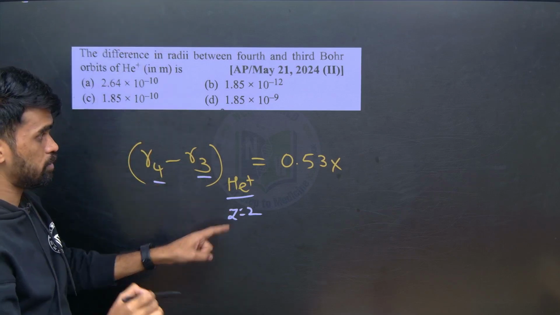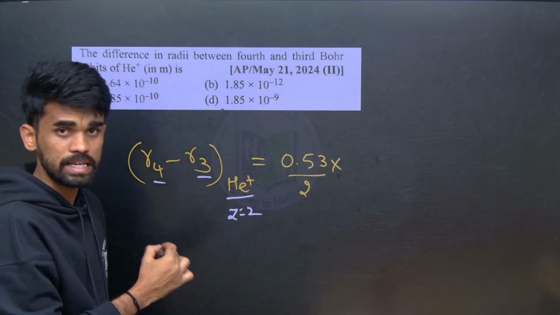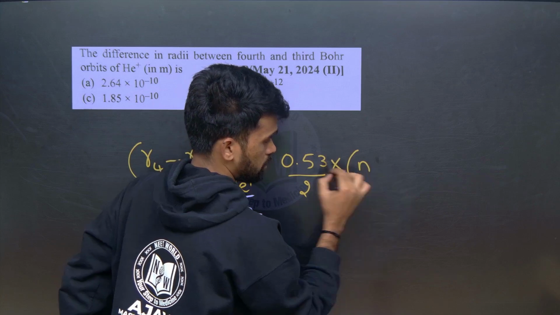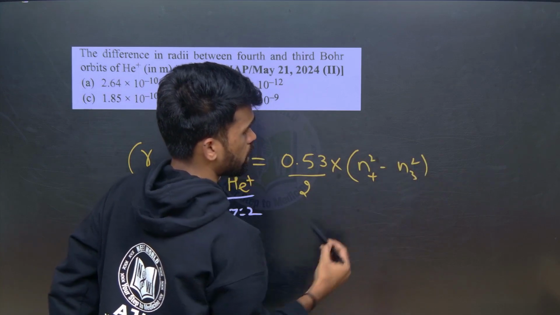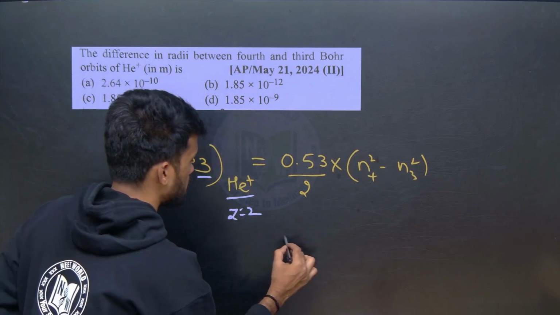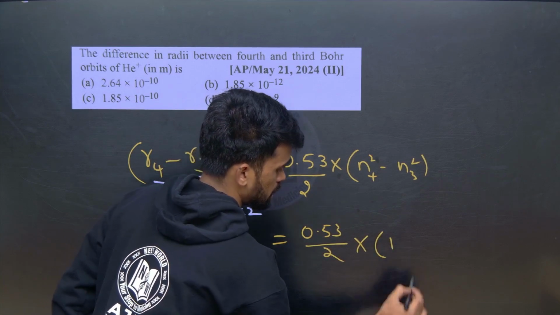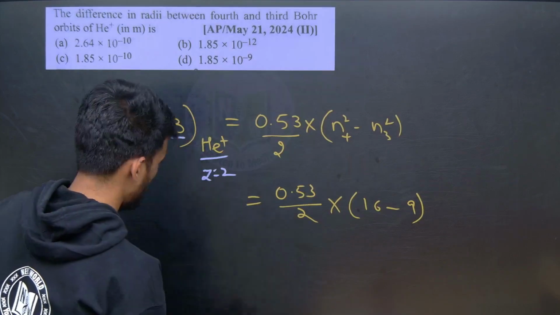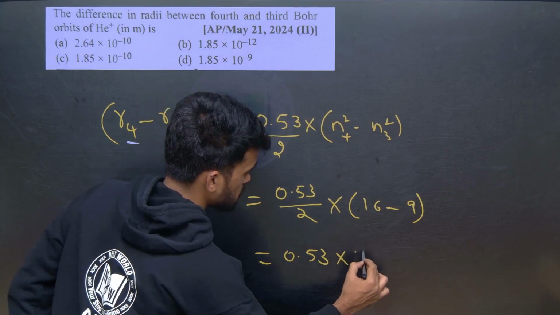Now Z is also the same here, so I am taking it as common. What is the Z value? 2. Then what is n square here? n4 square minus n3 square, the fourth orbit and third orbit. So you can directly take it as 0.53 by 2 into 4 square 16 minus 3 square 9. So finally we will have 0.53 into 7 by 2.